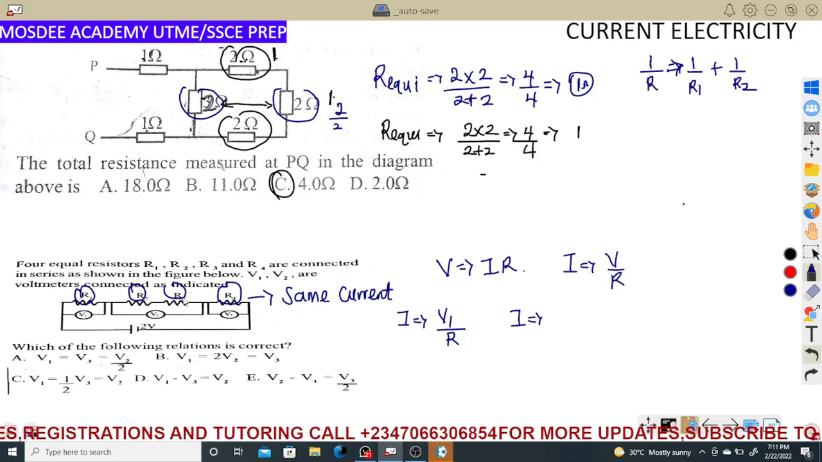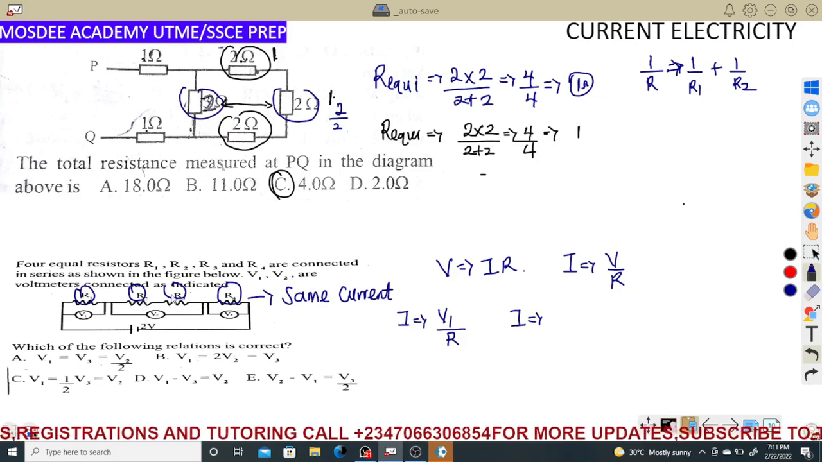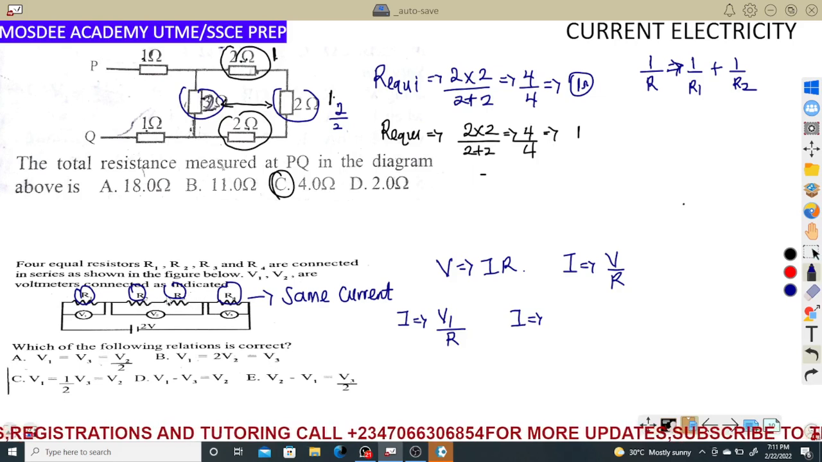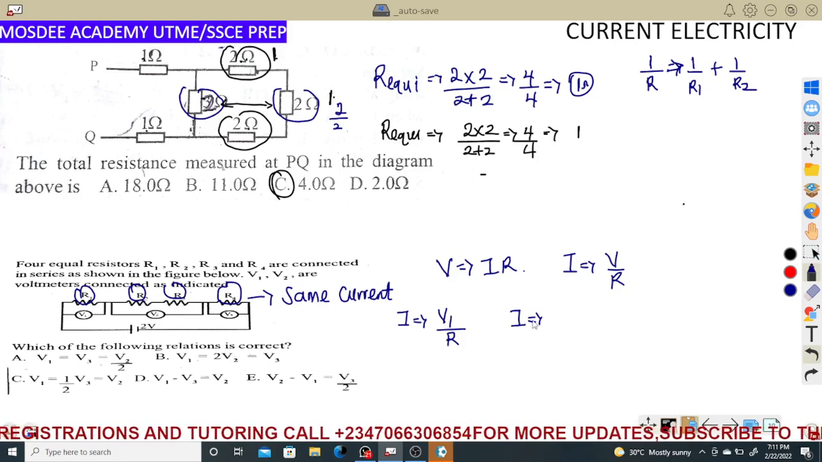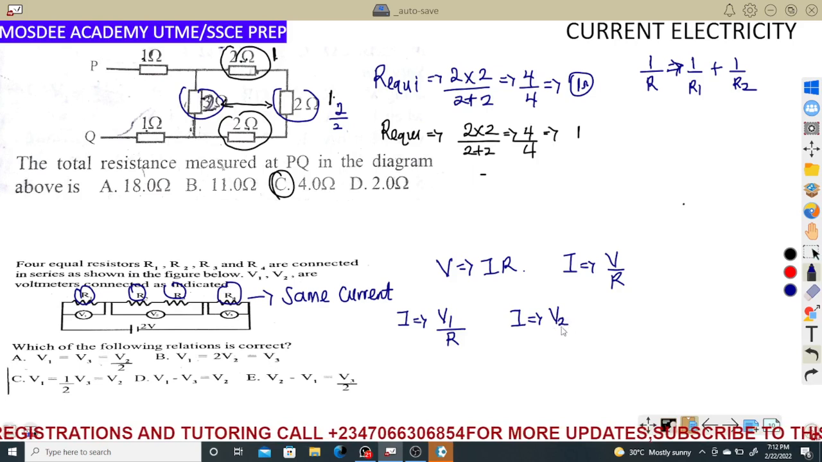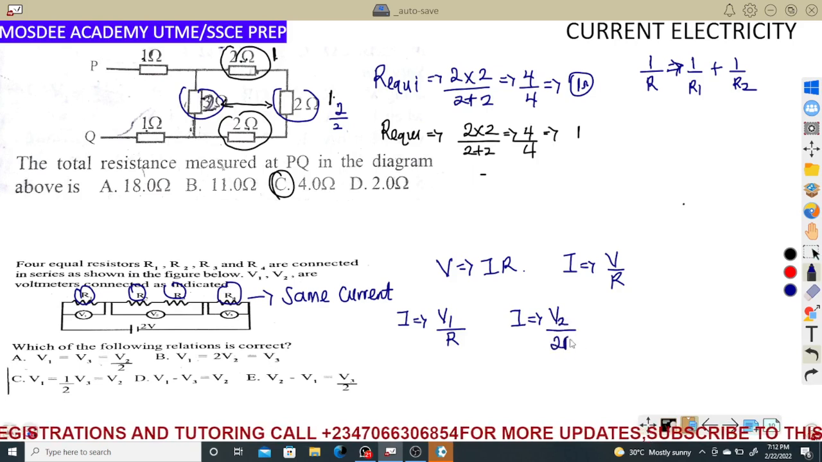The total resistance for this one is R plus R, because they say all the R are equal. R plus R, what is R plus R? Series. R plus R is 2R. So V2 over 2R. I hope you are there.